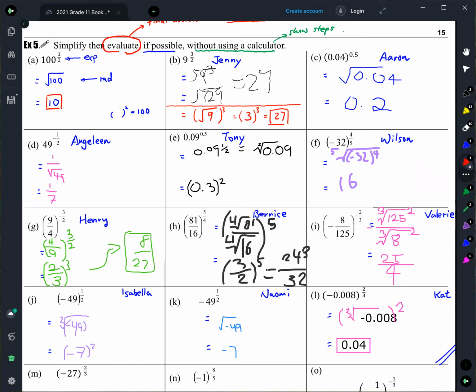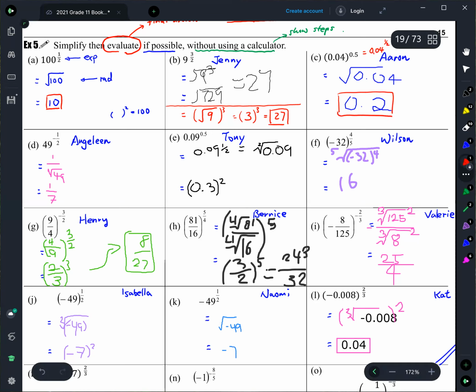Okay, so for question C, it's all good, except you can show one more step before you write the root. You can write it as 0.04 to the half, and then turn it into square root. And the square root of 0.04 is 0.2. Very good. Question D has a negative exponent, right? So it brings it down and then turns it square root. Yeah, it's correct.